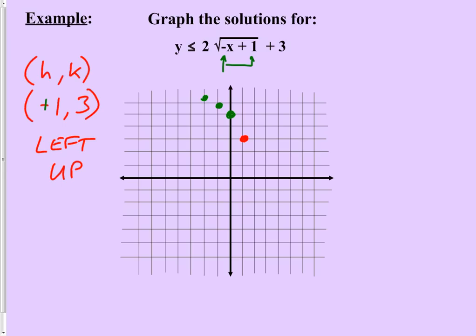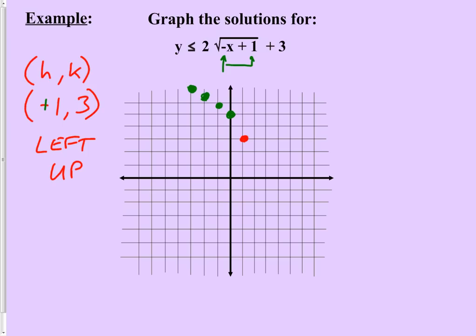Another step over, the parent function would move up 2 units. Ours is moving twice as fast, so it would be 4 units. So pretty clear of where the graph is headed. Okay, and let's look at how we should draw this line.